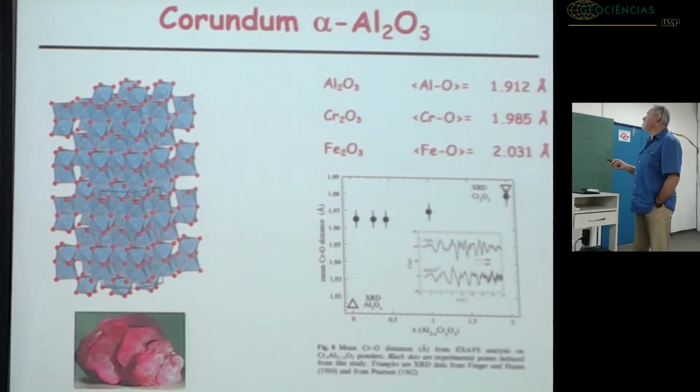What happens in the case of another kind of structure, like corundum? In the corundum case, we have a hexagonal close packing of oxygen, and part of the octahedral sites are filled by alumina, plus some minor amount of chromium, for example, for ruby, or iron, for example, in the yellow sapphire.